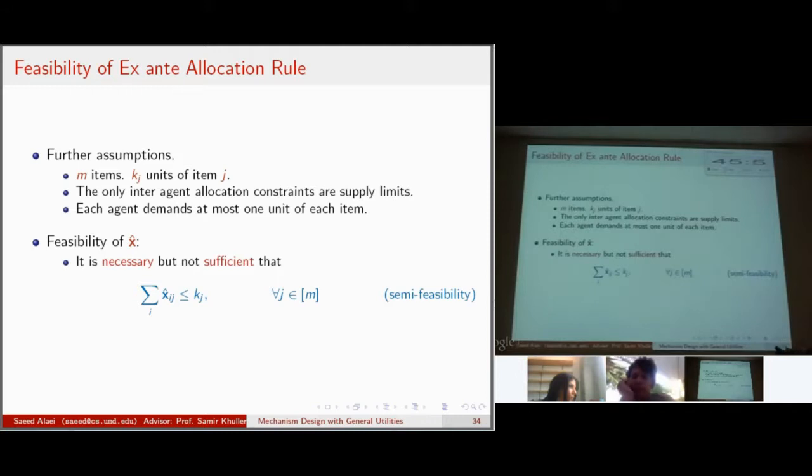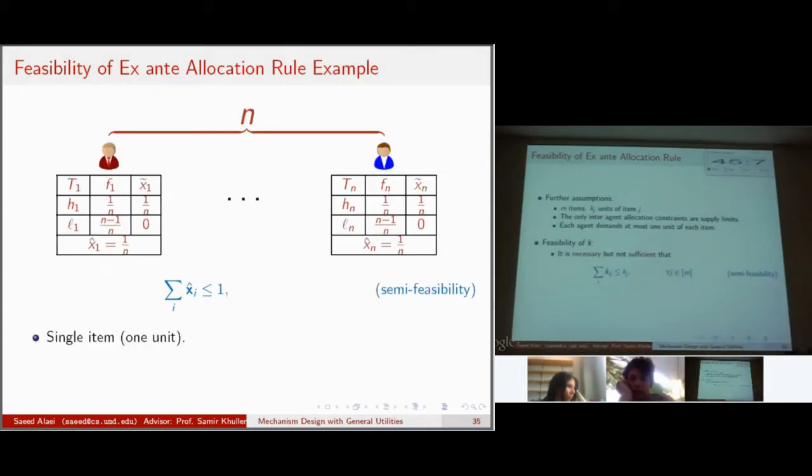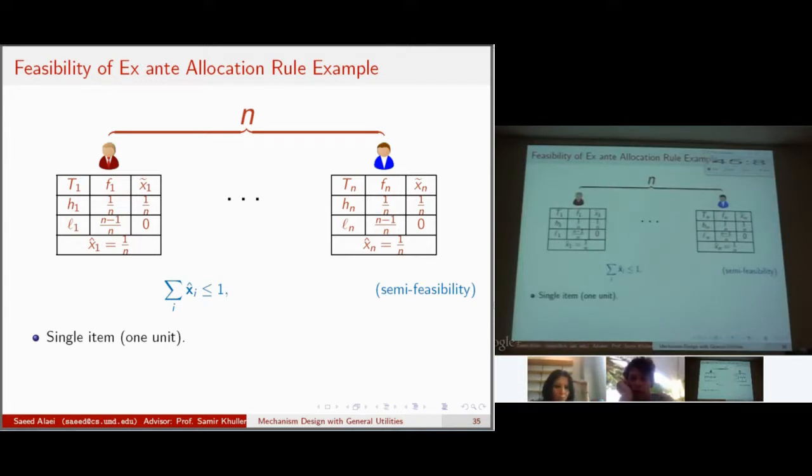So it's obvious that this condition is necessary for feasibility of an ex-ante allocation rule, because the sum of the expected allocations of all the agents for each item should not be more than the supply of that item. But this is not always sufficient. So here is an example.